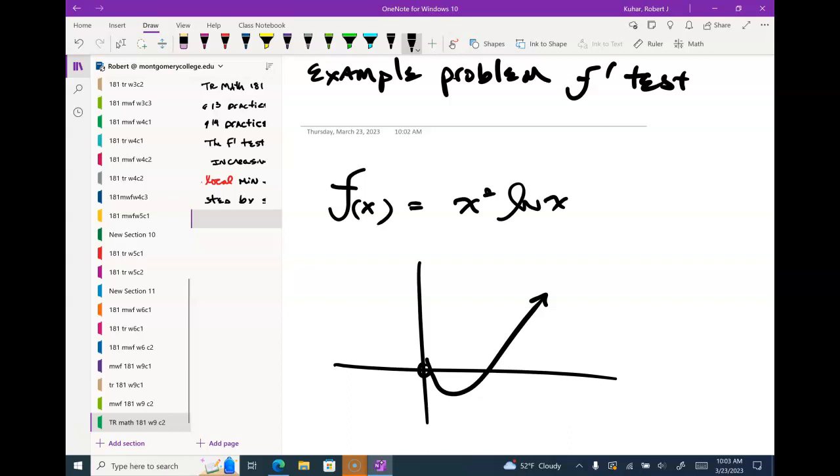The height is 0. What's the x value? Well, how about this? When is ln of x equal to 0? 1, thank you. So this is the point (1, 0), right? And this is (0, 0). Of course, we can see that the function is decreasing at the beginning, right? So the derivative should be negative there.